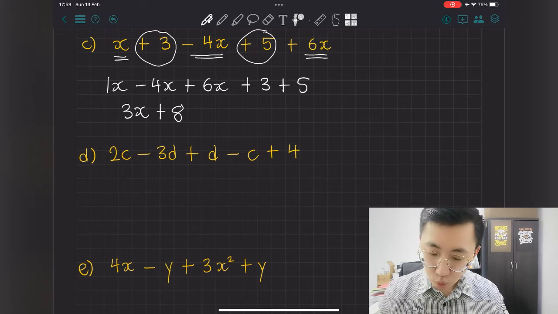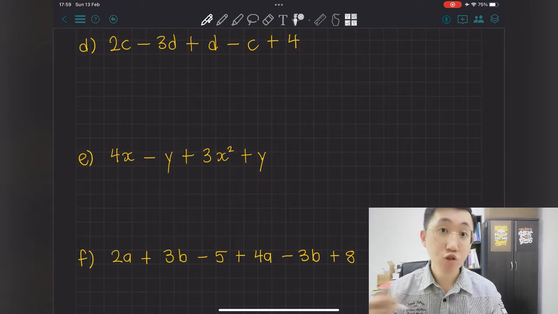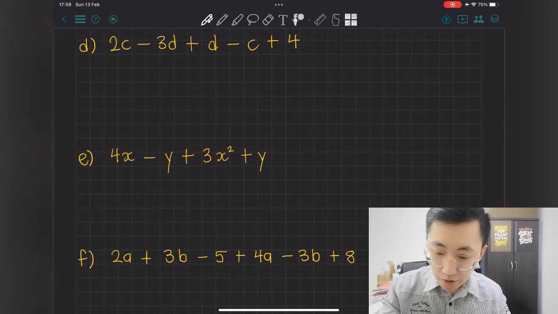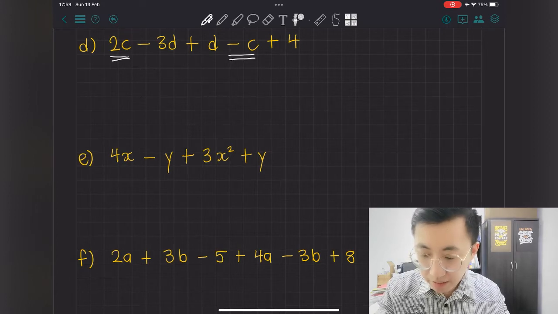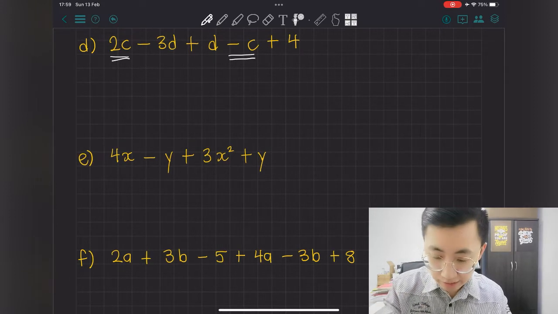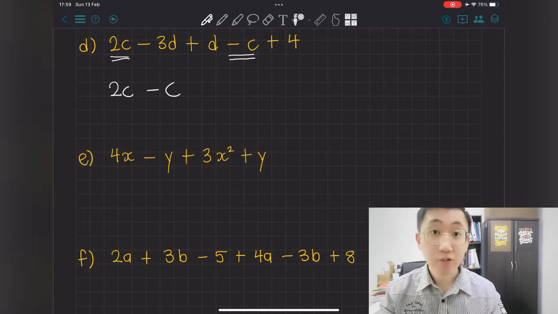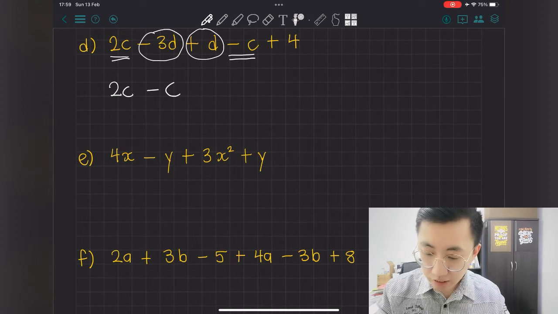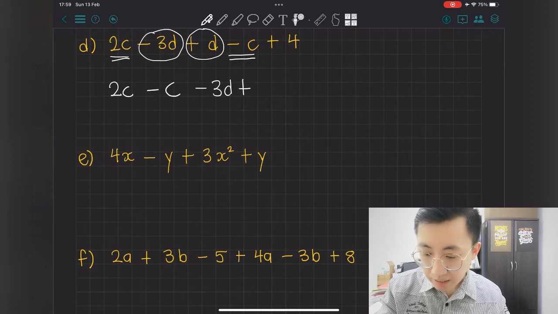Alright, let's go towards question D. Again, you can use a pencil to stroke out those that you have done. Let me show you again. Find the C family here, 1. Here's another one, minus C. So I'm going to write that 2 over here. We write 2C and then minus C. Now find the rest of the family that we haven't done. I haven't done minus 3D plus D. So I'm going to do that right now: minus 3D plus D.